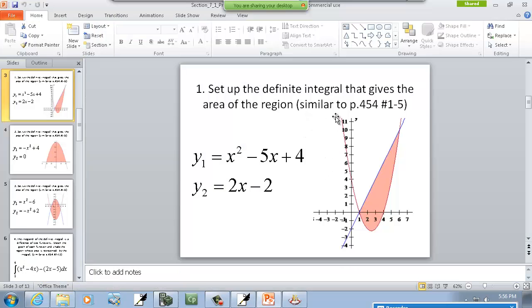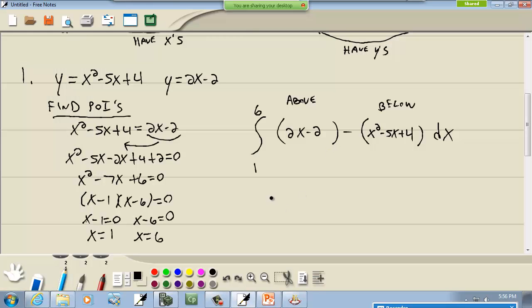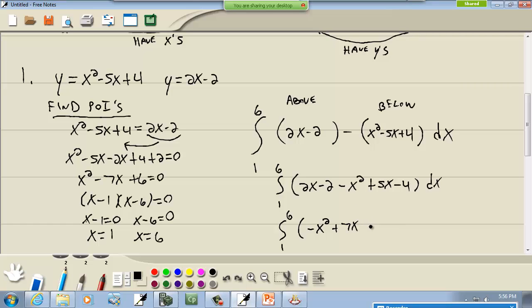Now all they're asking us to do here is set up the definite integral that gives the area of the region. I'll go ahead and simplify this, but I won't actually find it. We got 2x minus 2. The negative out in front of this flips the sign of everything. So that's negative x squared plus 5x minus 4 dx. Which then gives us negative x squared, 2x plus 5x is 7x, negative 2 minus 4 is negative 6 dx. Now that's our setup on that.